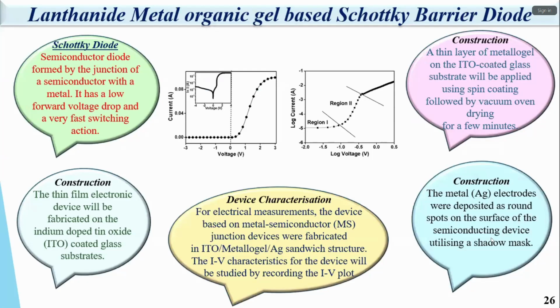And finally, the IV characteristic for the device will be studied by recording the IV plot. So this Schottky barrier diode can also be made using lanthanide-based metal organic gel. So these are some future perspectives of these metal organic gels.